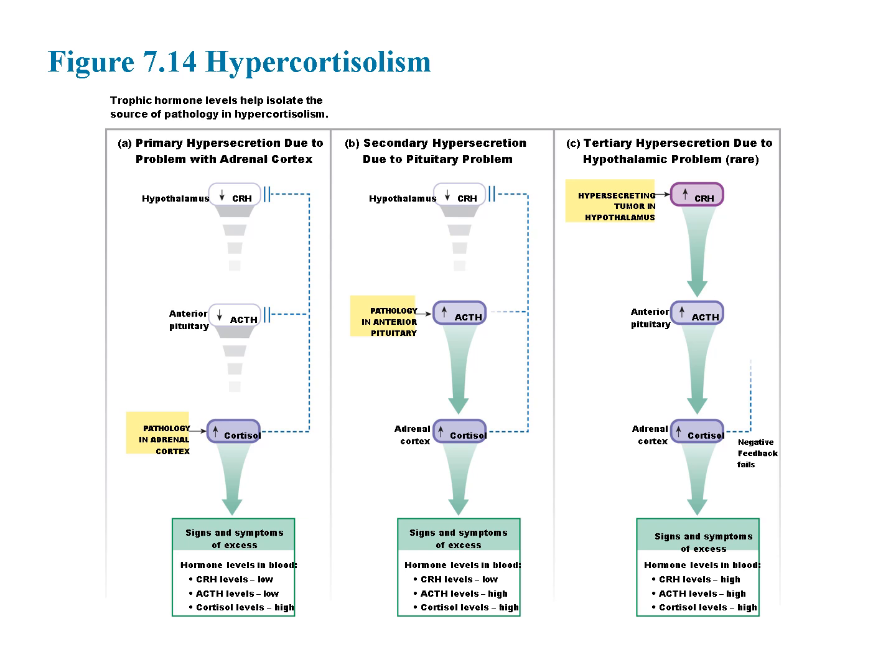In tertiary hypersecretion, which is rare, the problem originates in the hypothalamus. An overactive hypothalamus produces high levels of corticotropin-releasing hormone, which raises adrenocorticotropic hormone and cortisol levels. Negative feedback fails, resulting in sustained hormone elevation. Recognizing where the dysfunction occurs is critical for diagnosing and managing hypercortisolism.